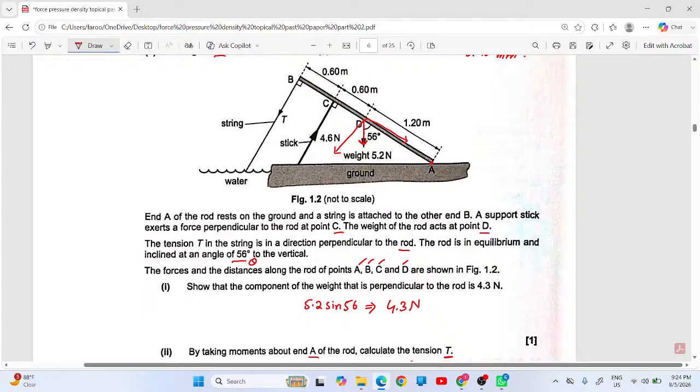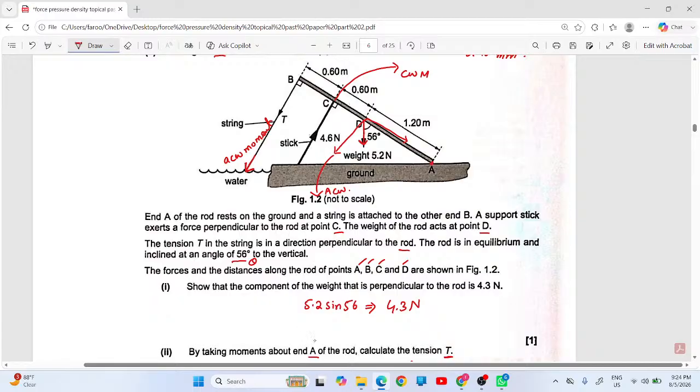Clockwise, due to what? Yes, this stick creates a clockwise moment. And the anti-clockwise moment is due to the perpendicular component of the weight. This will create an anti-clockwise moment, and this string also creates an anti-clockwise moment. Any confusion?